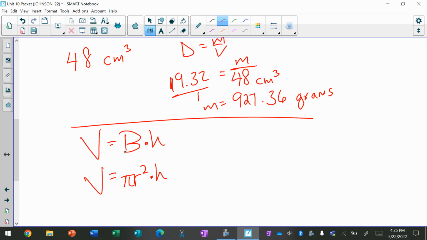When you're calculating, big B is the area of the base. It could be the area of a triangle, an octagon, a hexagon, a rectangle or a square. And then we're going to see density equals mass divided by volume throughout the rest of this unit.